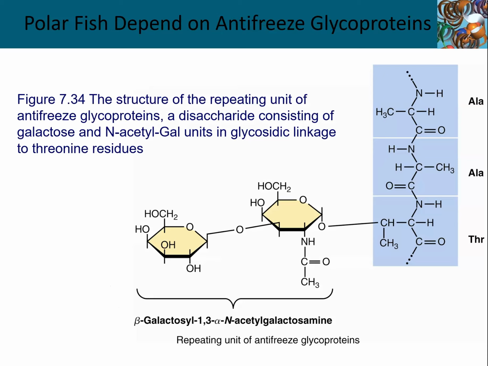You've got this alanine, threonine, and on each threonine you have this dimeric residue of carbohydrate coming off of it. And each of these dimers can then wrap around nascent ice crystals and prevent aggregated larger crystals from forming, which can prevent or slow the damage to cell walls and cellular structures.